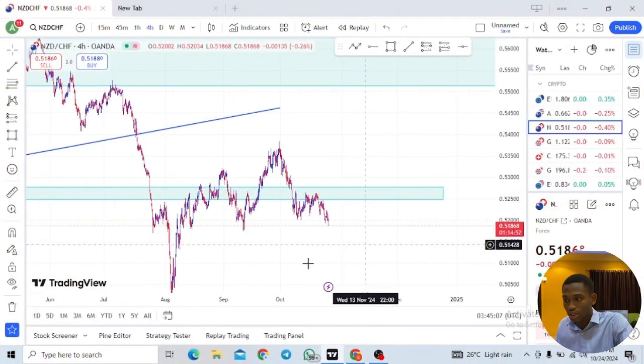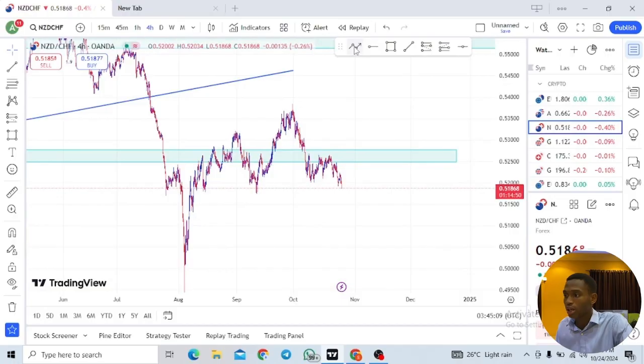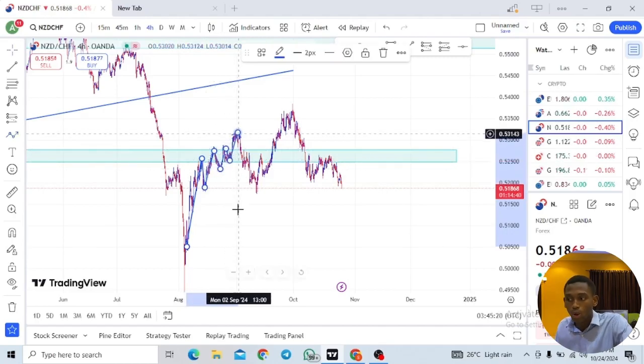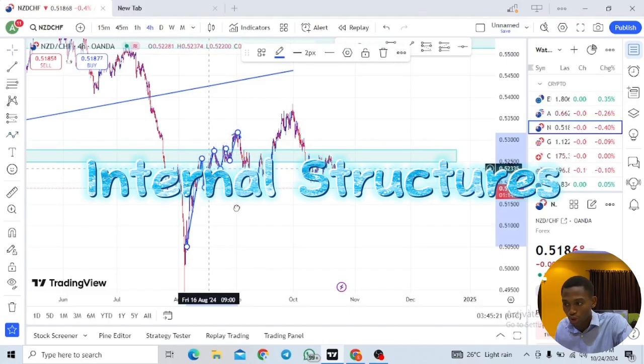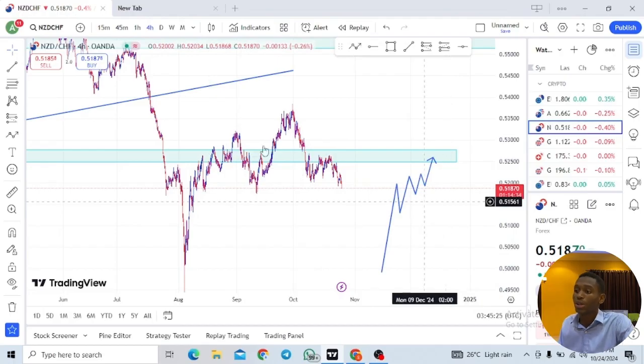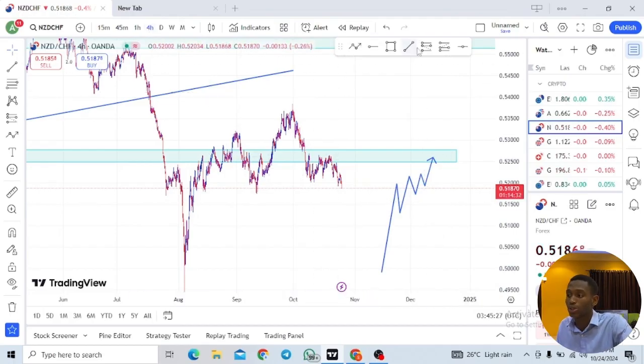If I were to take this trade, let us draw this together. Now we can see that this is an uptrend, so this is a bullish trend. Now remember what I talked about, internal structures. If we're going to pull this, this is an internal bullish trend. Now, this is a 4 hours time frame. Some traders would want to trade against the trend and go for a buy.